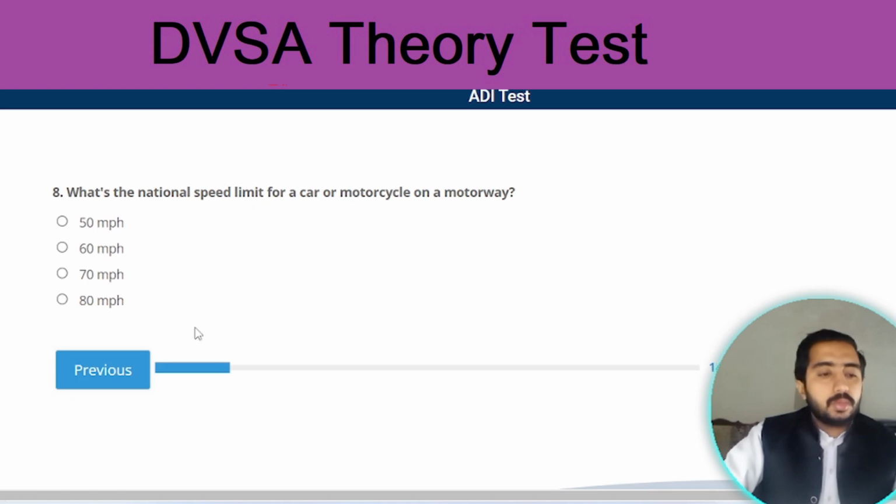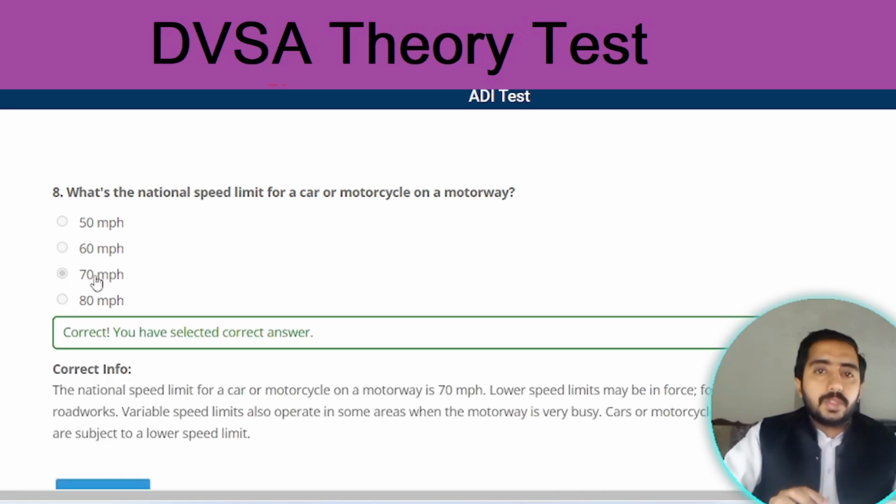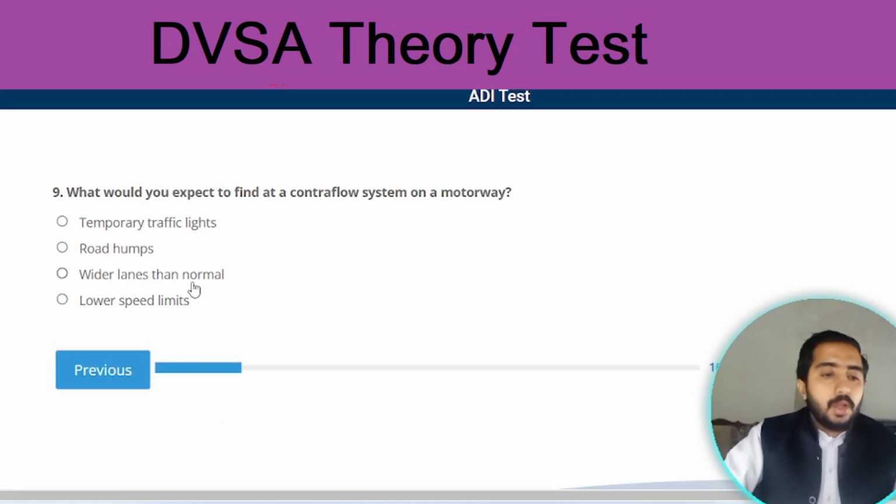Next question, question 8. What is the national speed limit for a car or a motorcycle on a motorway? On a motorway, the national speed limit is 70 mph, which is option C. Next one. Question number 9. What would you expect to find at a contraflow system on a motorway? The correct answer is low speed limit.